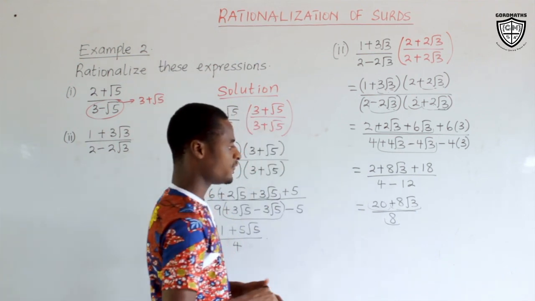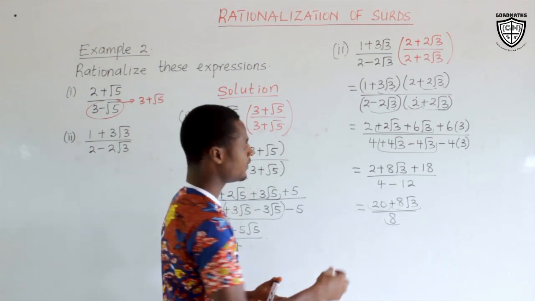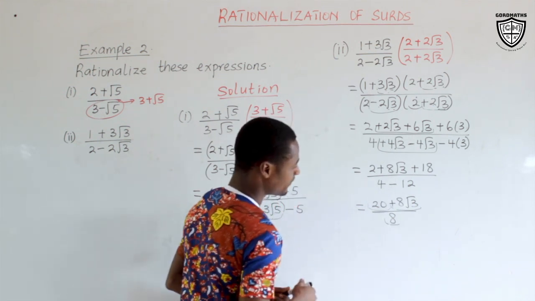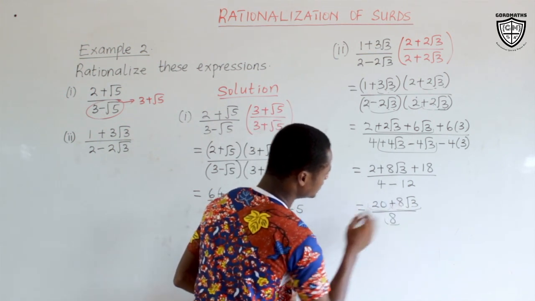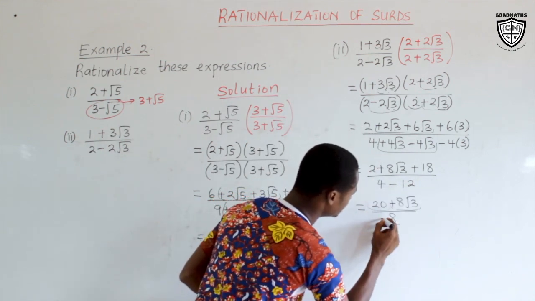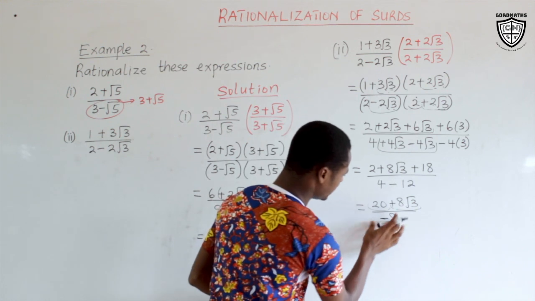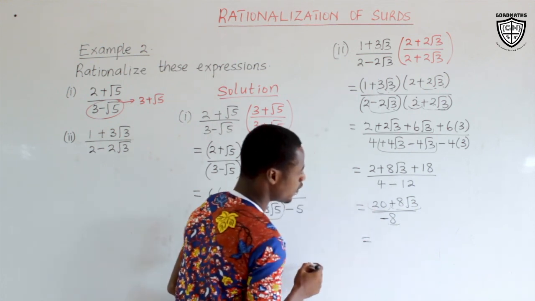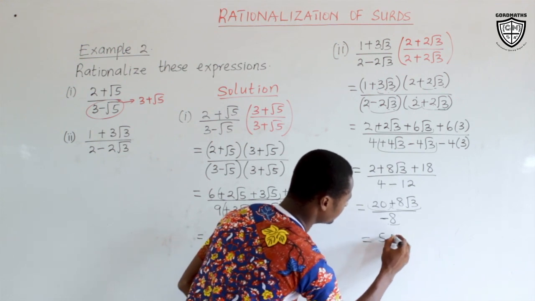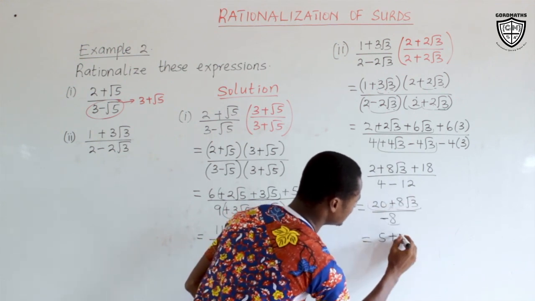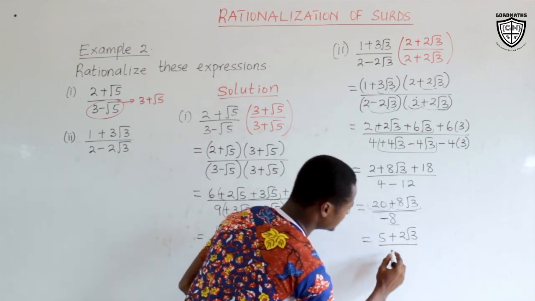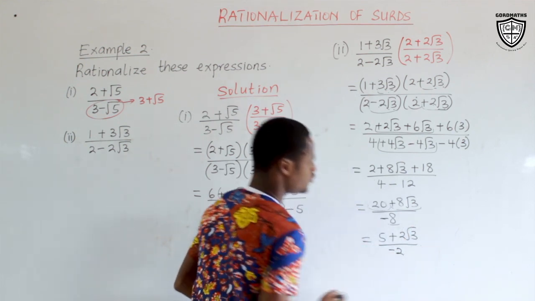And so if we want to simplify further, we can divide through by the even number 4, which can divide each of these. And 4 minus 12 is rather negative 8. So we divide through by 4. 4 divides 20, and that gives us 5. Plus 4 divides 8, that gives us 2 root 3. And then when 4 divides this, we have negative 2.